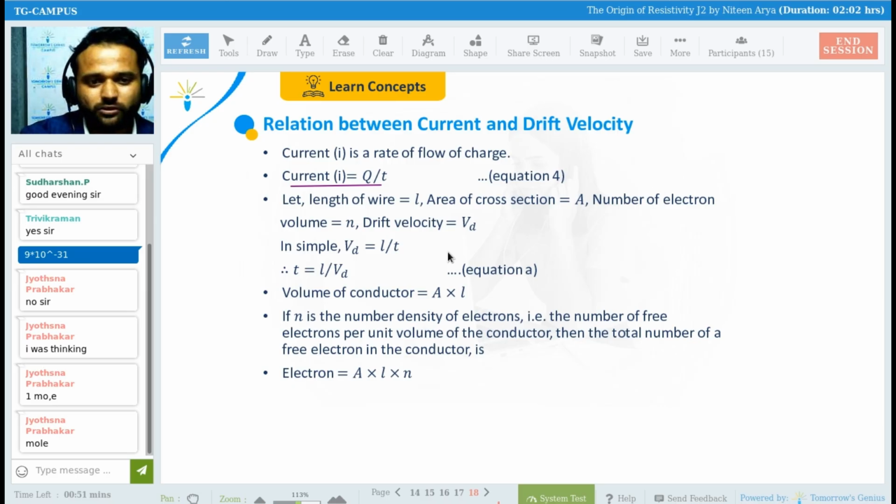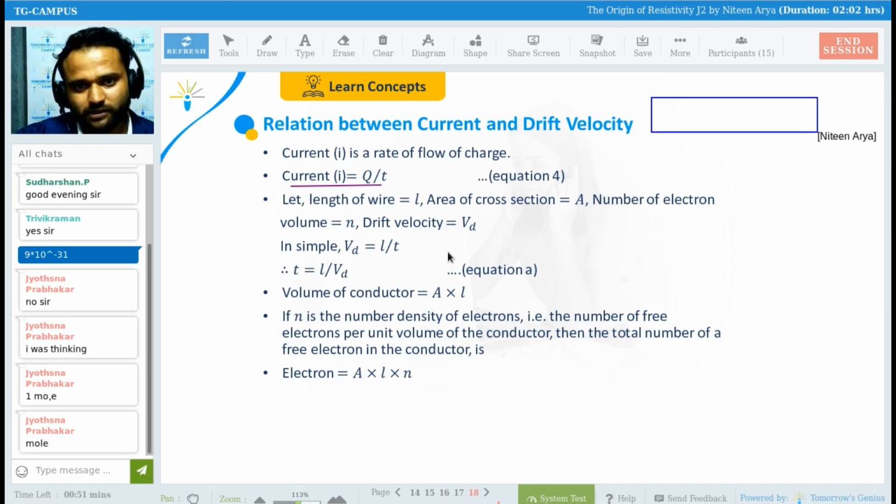Okay, let me draw this particular diagram. This is my favorite diagram in this particular teaching. Just give me a minute.